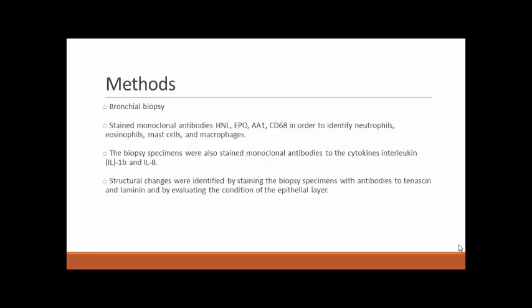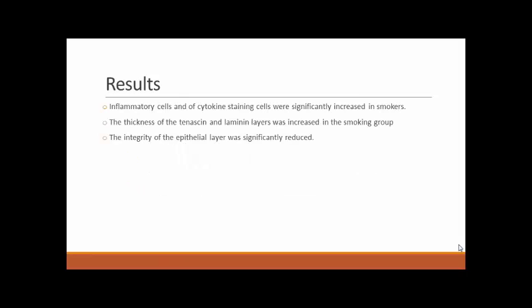Also, we took a look at the structural changes that happened in those two groups, looking at the epithelial layer as well as the lamina layer. The results of the study showed that the inflammatory cells and the cytokines increased within the smokers group, the thickness of the lamina increased, and the integrity of the epithelial layer was reduced significantly.